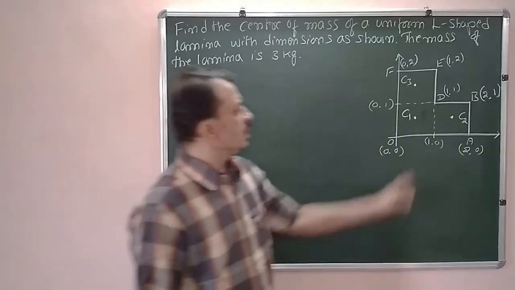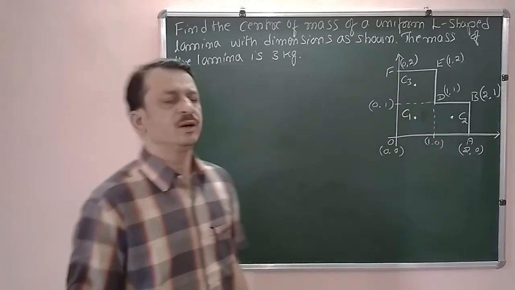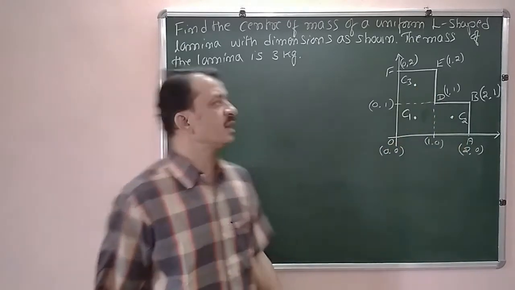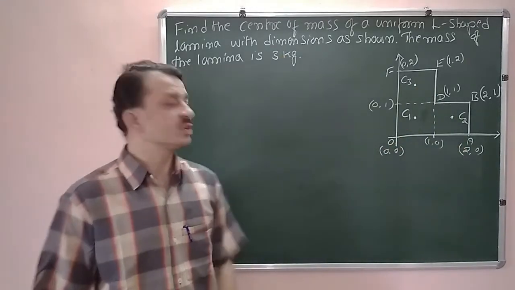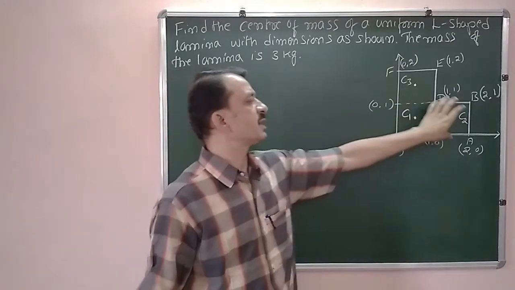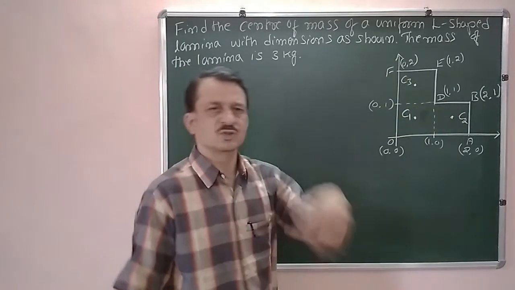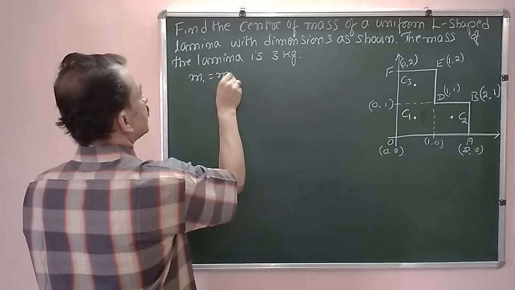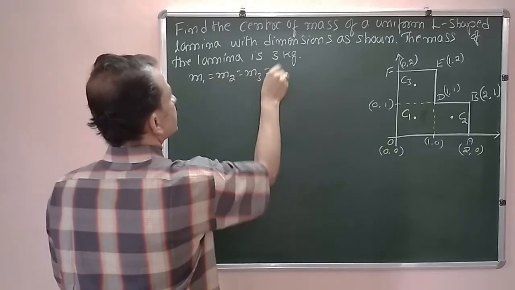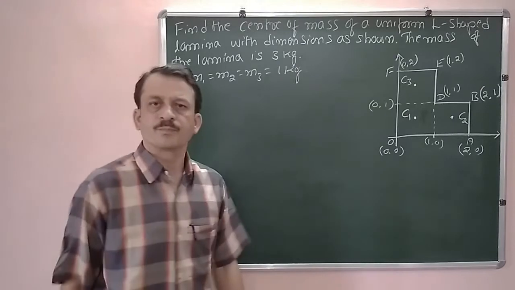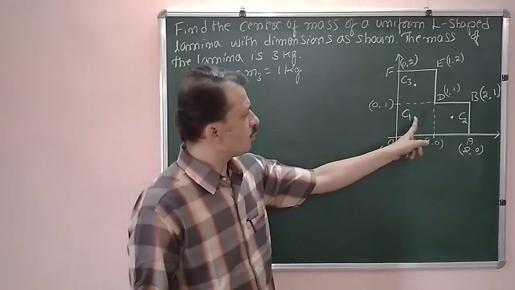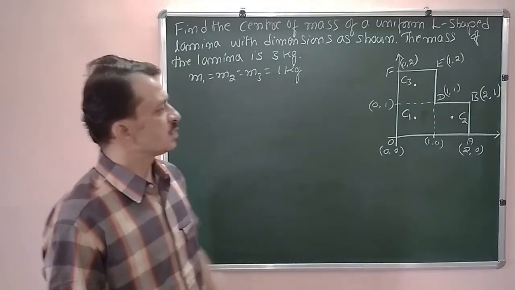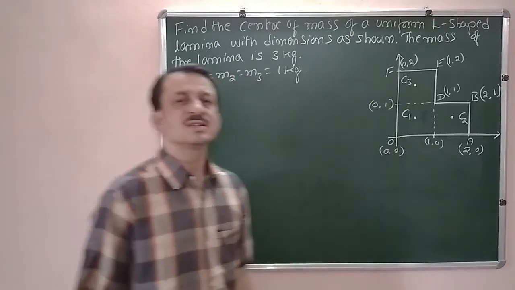Since mass is uniformly distributed, let me consider here is m1 mass, here is m2 mass, and here is m3 mass, and all are equal to 1 kg each. The first square has 1 kg mass, the second square has 1 kg mass, and the third square also has 1 kg mass. So let me take m1 = m2 = m3 = 1 kg. Now we have to find the coordinates of these points. What are the coordinates of this point C1?